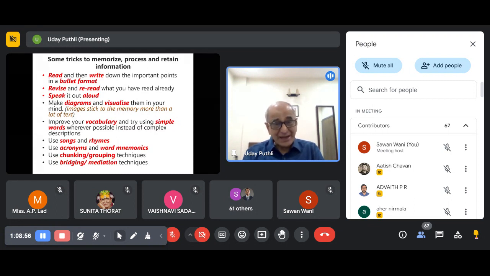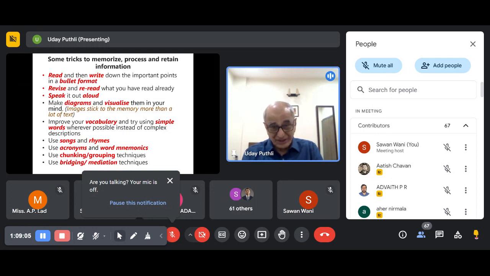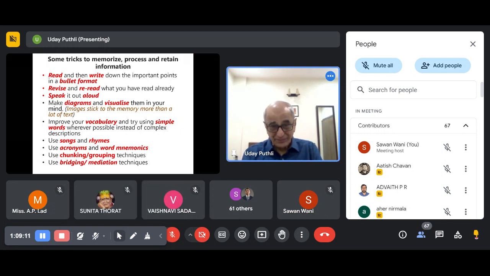So when you are speaking it out loud, there's a small difference here. I said do not vocalize when you're speed reading. When you are speaking it out aloud, you are not speed reading, you're going slowly. This can be done later. First understand. And then when you want to remember it, start speaking it out loud.